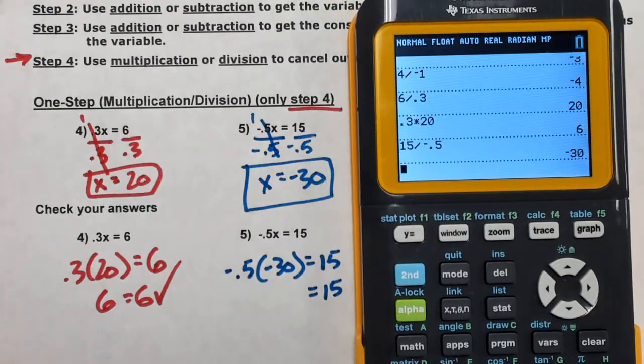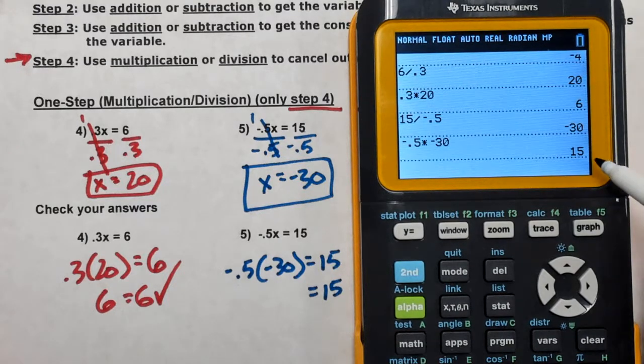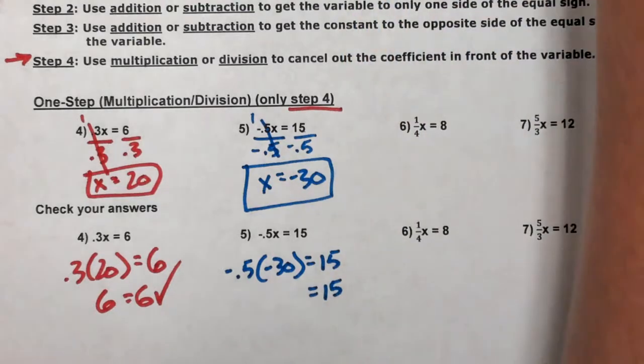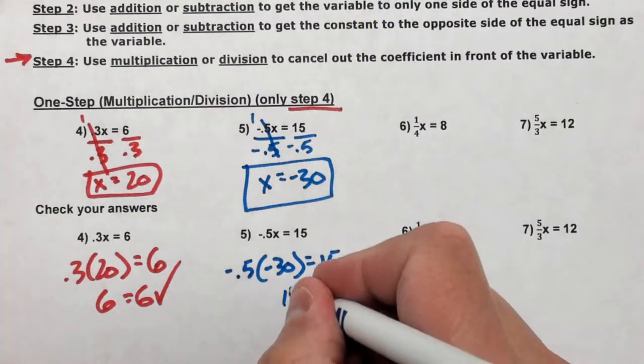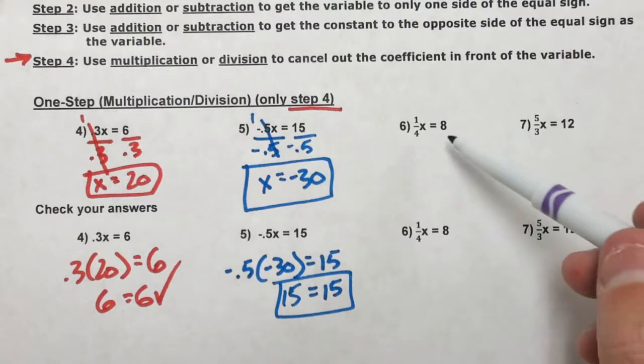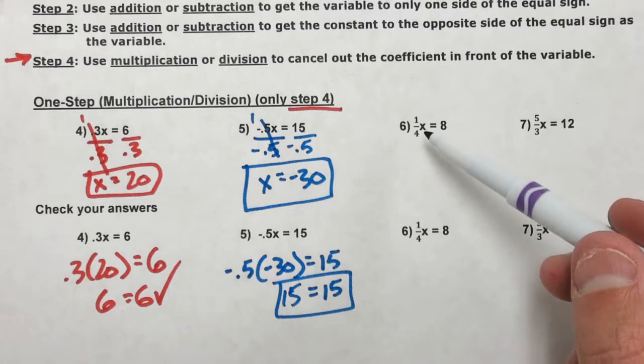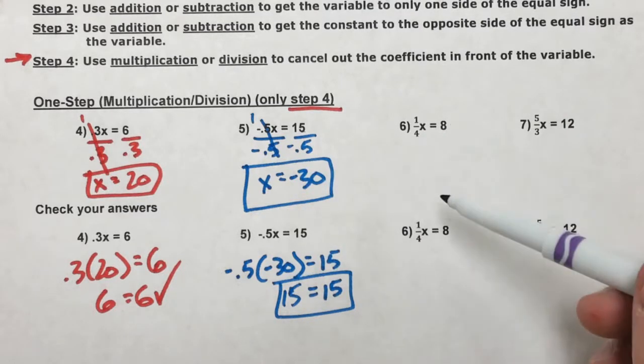If it does, I did it right. If it doesn't, then I made a mistake somewhere. So negative 0.5 times negative 30, that equals 15. So that does check out to be correct. So that's pretty sweet. So the next problem has a fraction as a coefficient. It's 1 over 4 as my coefficient times x equals 8.